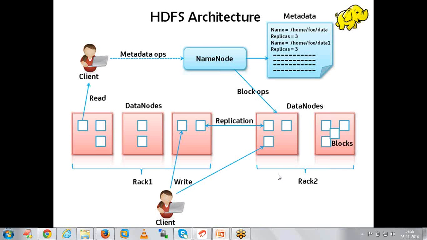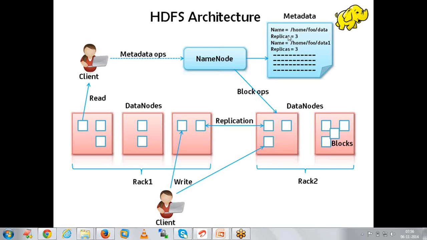So data machines are arranged in racks. I will give some images for the full idea about rack awareness. Generally in-house setups will have racks, so that is how the machines are arranged in some order. That order we call racks, different racks. I will tell more details about the rack in the next class.